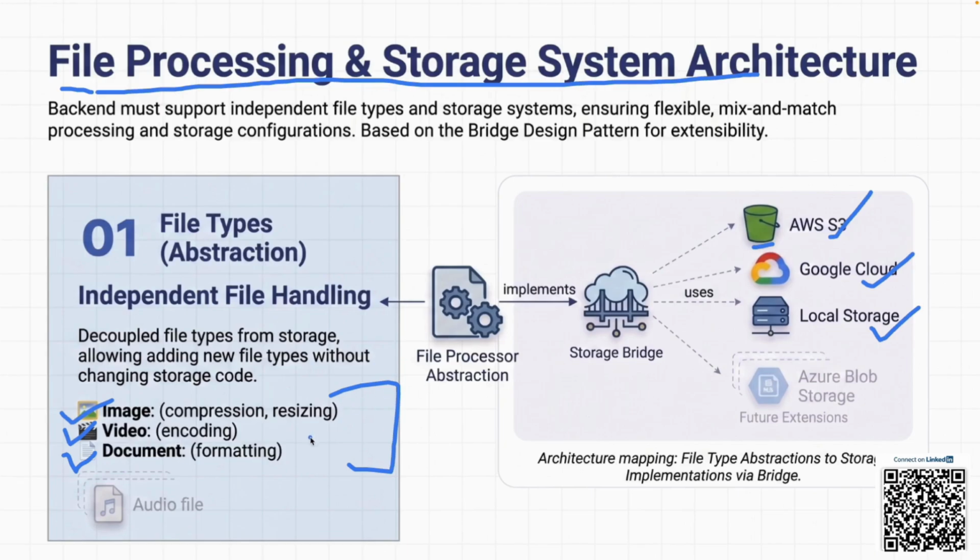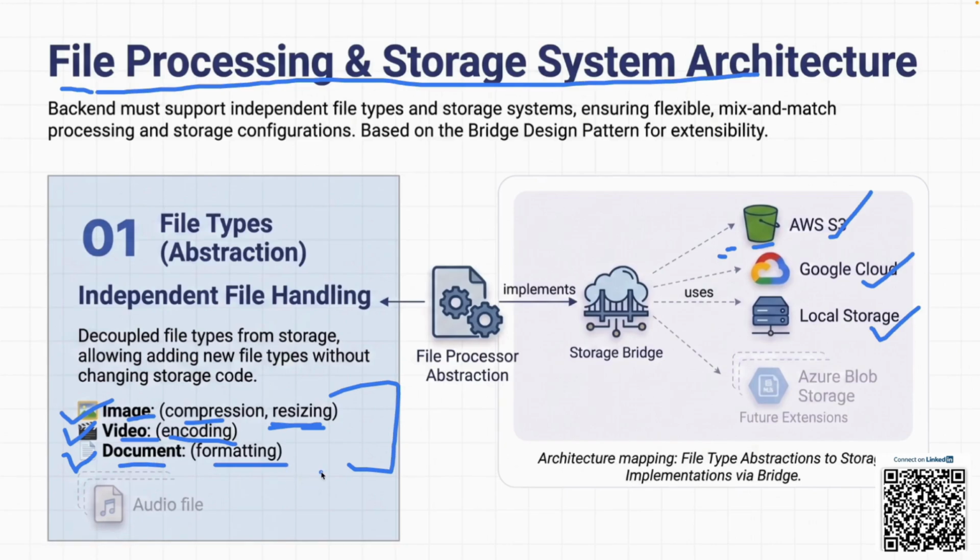Now, here's an important constraint. You cannot store different types of files in the same bucket or location. That means images must go into a dedicated image bucket, videos must go into a dedicated video bucket, documents must go into a dedicated document bucket. Additionally, each file type requires specific processing before upload. Images need to be compressed and resized, videos need to be encoded, and documents need to be formatted.